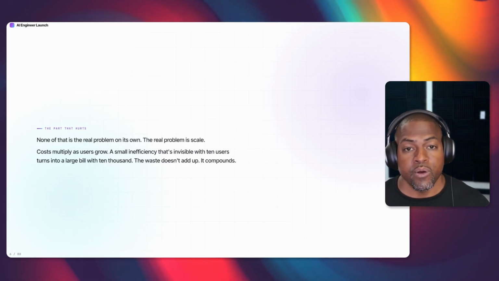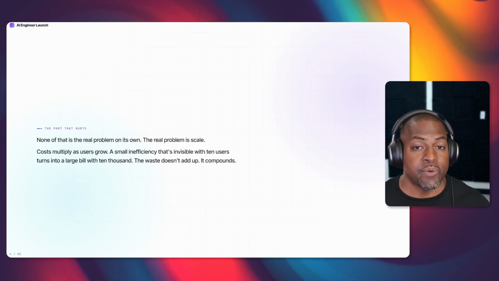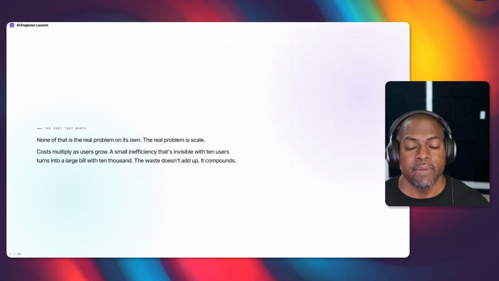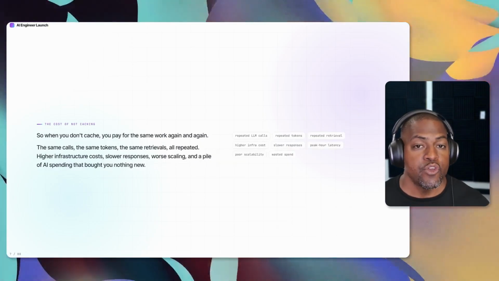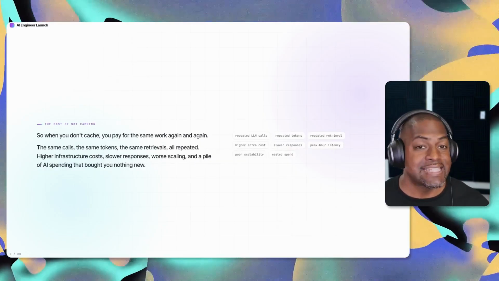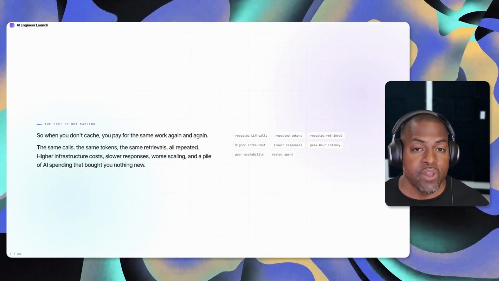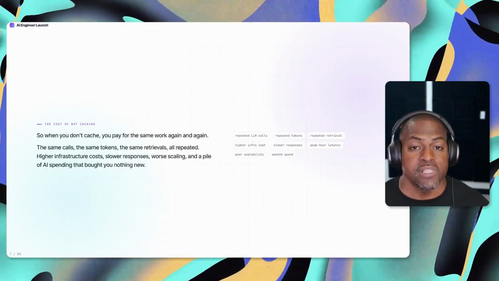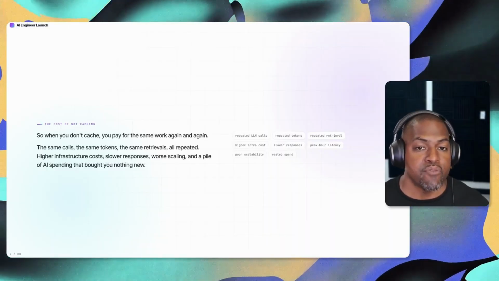Costs multiply as users grow. A small inefficiency that's invisible with 10 users turns into a large bill with 10,000. The waste doesn't add up. It compounds. So when you don't cache, you pay for the same work again and again. The same calls, the same tokens, the same retrievals, all repeated. Higher infrastructure costs, slower responses, worse scaling, and a pile of AI spending that brought you nothing new.